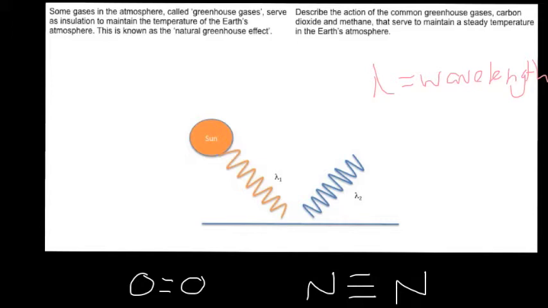Once wavelength number 2 hits particular gases in the atmosphere, and let's pick on something like CO2, so we'll draw CO2, and we've got the double bonds here. These are polar covalent bonds. So it hits this and then is re-radiated back down to the Earth's surface.